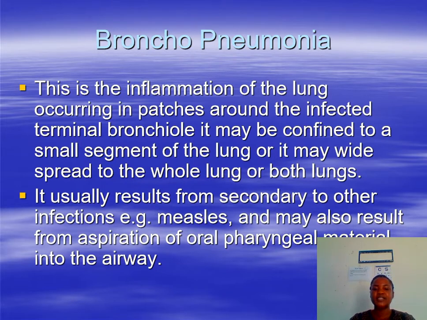So this may be confined to a small segment of the lung, or it may be widespread to the whole lung or both lungs. So bronchopneumonia usually results secondary to other infections such as measles, and this may also result from aspiration of oropharyngeal materials in the airway. So having defined what bronchopneumonia is, we look at the pathophysiology, what happens when organisms invade the bronchiole.